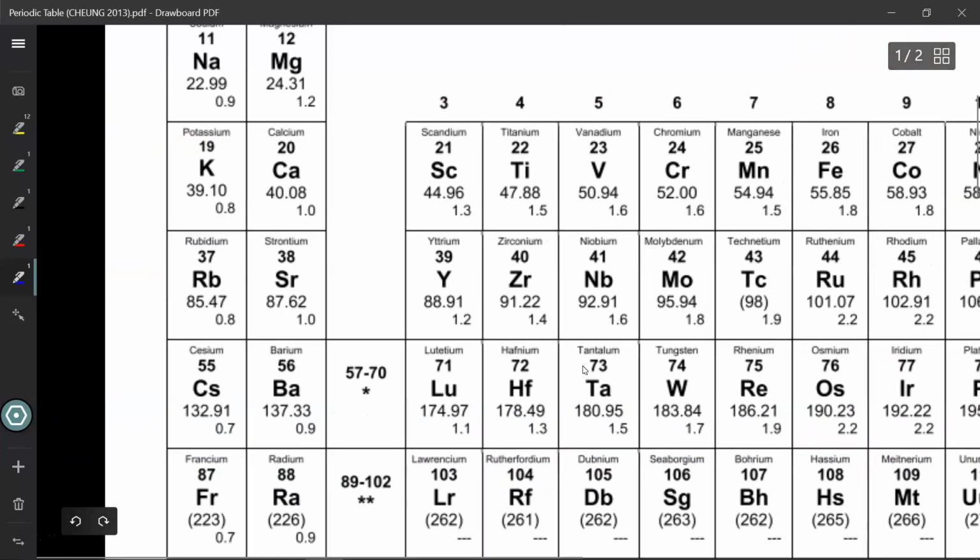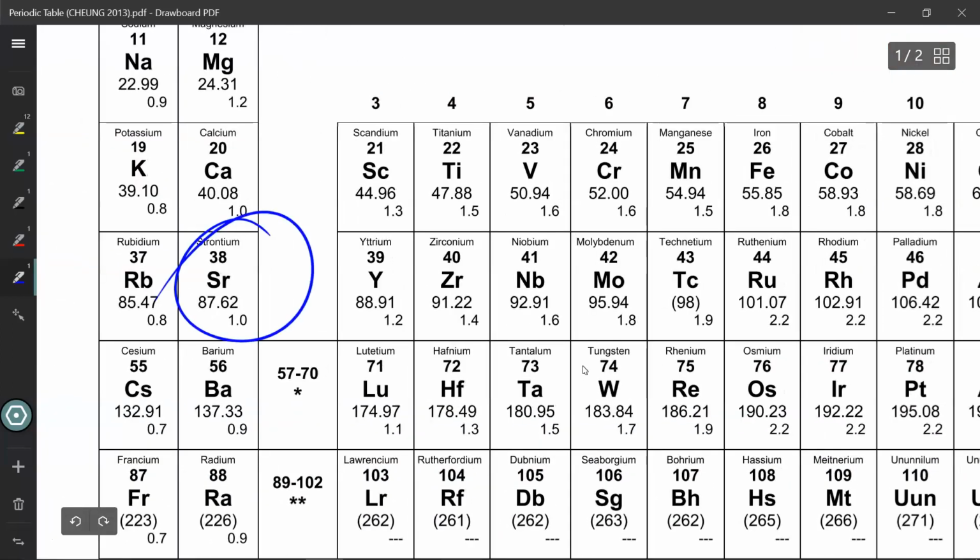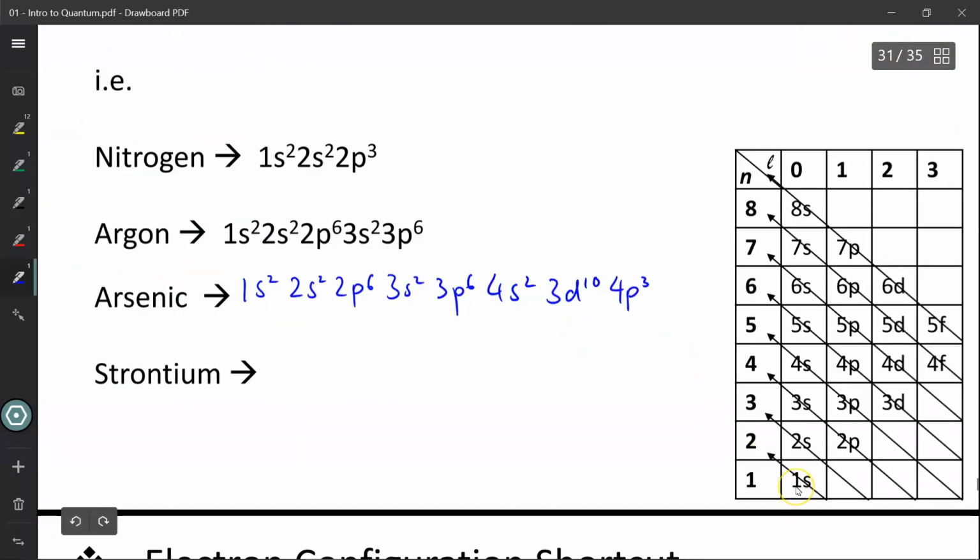With strontium, we have 38 electrons we need to factor in. So here we go. Start off with a 1s, 1s2, scratch that out, followed by 2s2, scratch that out. Then it's a 2p6, scratch that one out. Then that's a 3s2, scratch that out. Then a 3p6, scratch that.